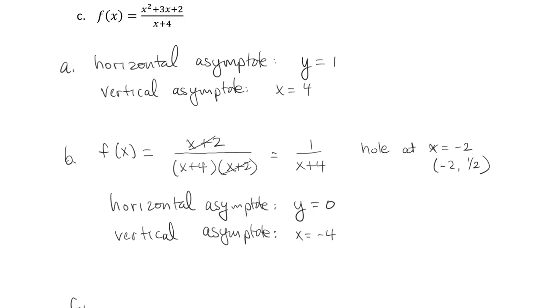A slant asymptote, they ask about a slant asymptote in the directions. A slant asymptote only occurs if the numerator degree is higher than the denominator by 1 degree. So if this is degree 2 and this is degree 1, that will result in a slant asymptote. If the numerator is higher by more than 1 degree than the denominator, there's no horizontal asymptote and there's no slant asymptote. In this case, there is a slant asymptote.